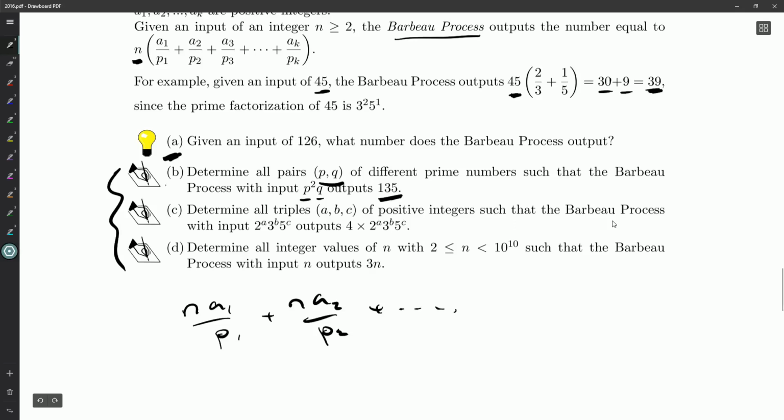Okay. Alright, C part. Determine all triples, a, b, c, positive integers, so that the Barbeau process with input 2 to the a, 3 to the b, 5 to the c outputs 4 times 2 to the a, 3 to the b, 5 to the c. And we have to remember, these are exponents. They have to be positive integers. So I can't have a be 0 or anything like that.